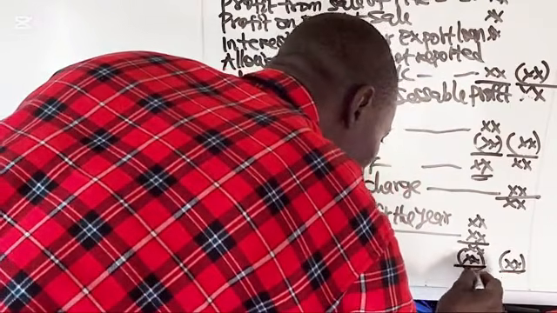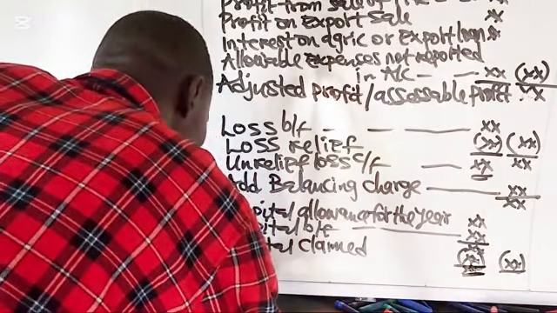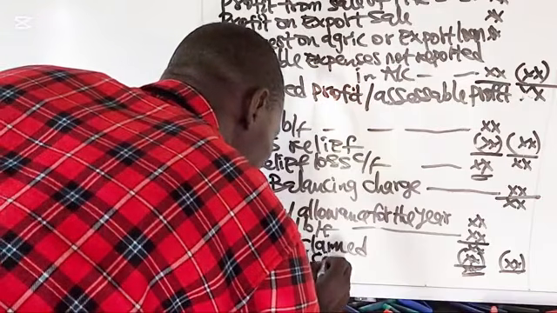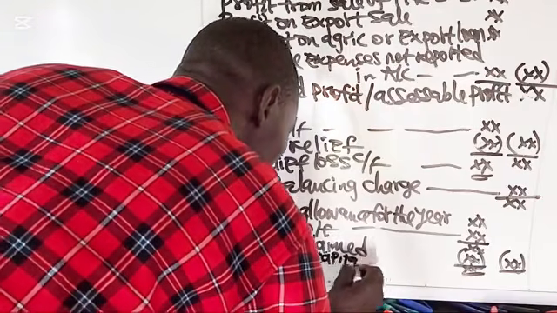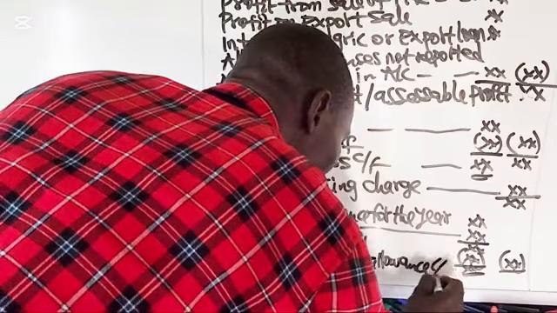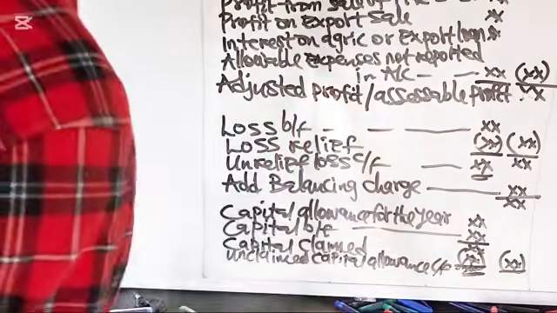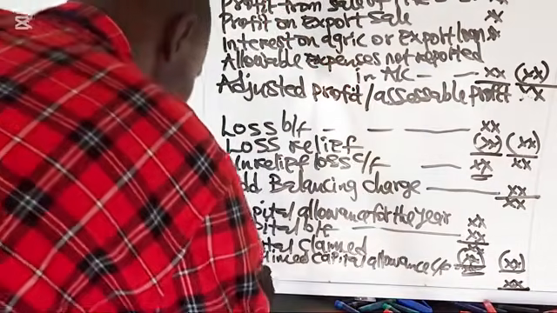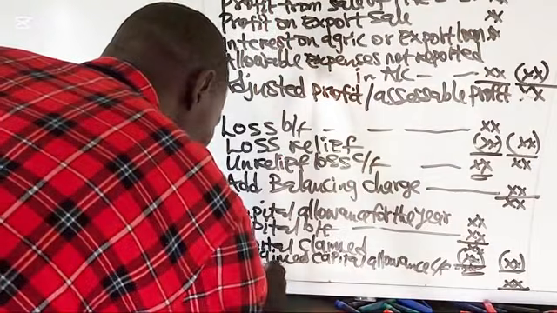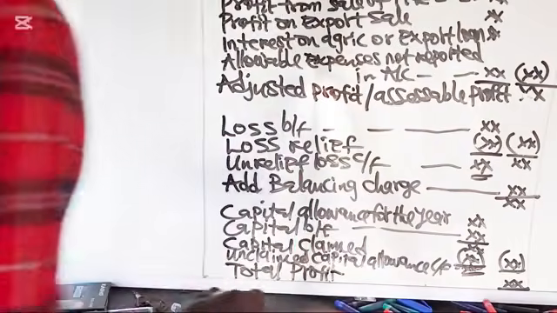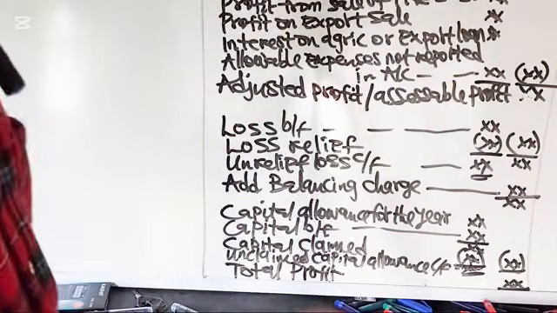Then if you have unclaimed capital allowance, it will be carried forward. Unclaimed capital allowance will be carried forward to the next period. Then if you deduct the capital allowance claimed from the profit you have here, you have the total profit. On your total profit, you apply your relevant tax rate.